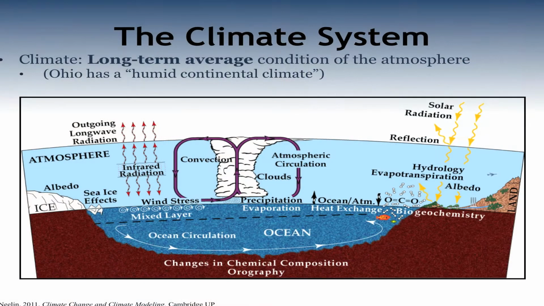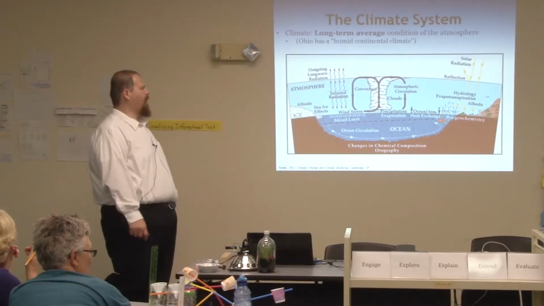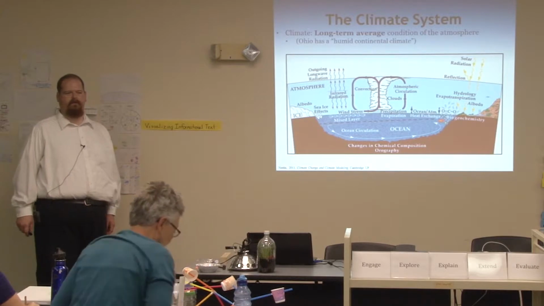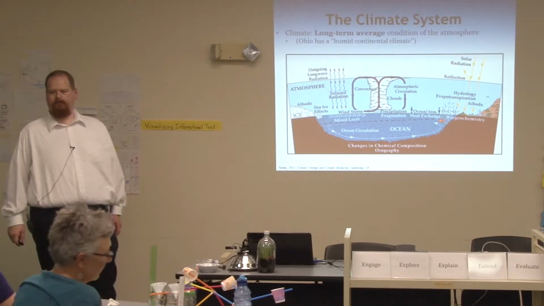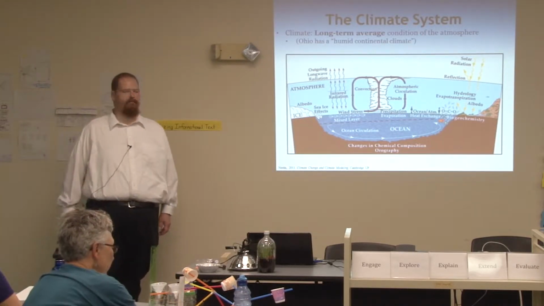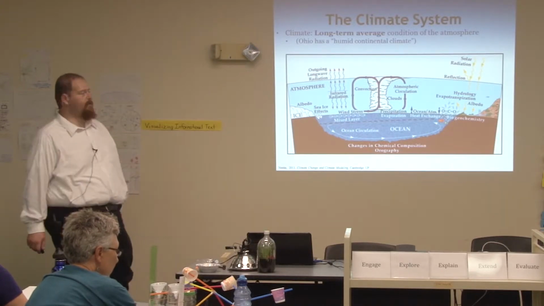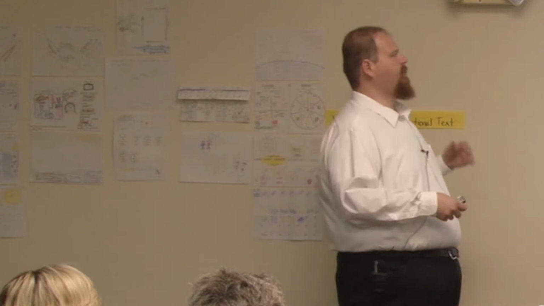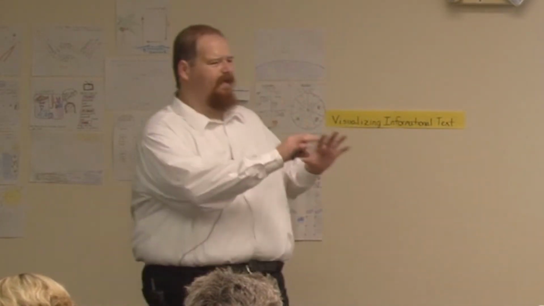So the climate system, again, is the long-term average condition of the atmosphere. And we might say in a very technical way that Ohio has a humid continental climate, okay? I think that sums it up. We're not really close to a large body of water. We have the Great Lakes, and that certainly affects our climate. But it's mostly the continental air mass we talked about, and very humid, right? Especially in the summertime, we get a lot of moisture. So that's a technical term.